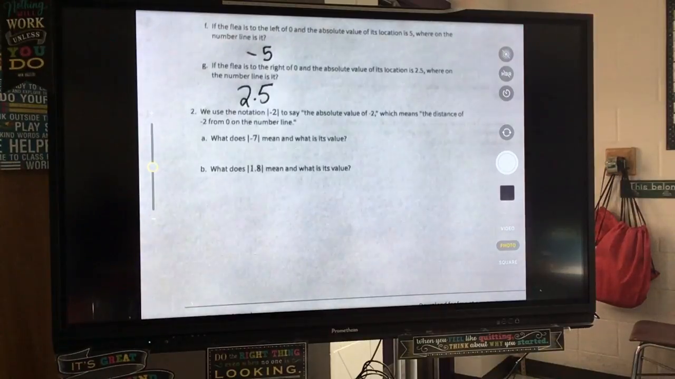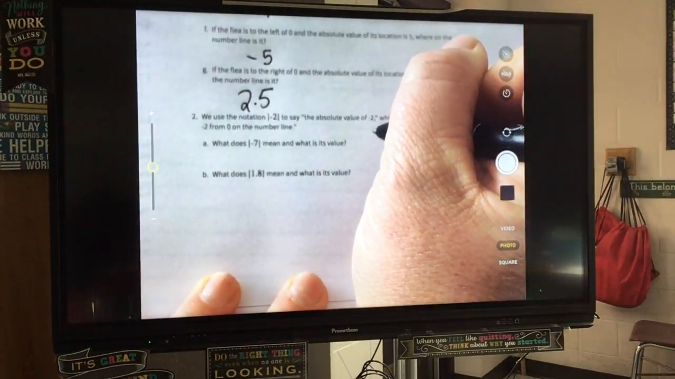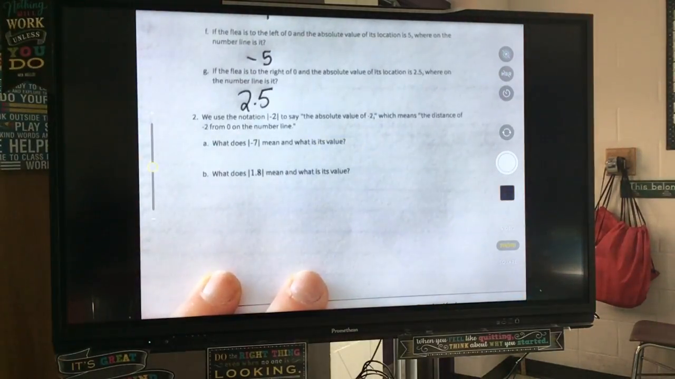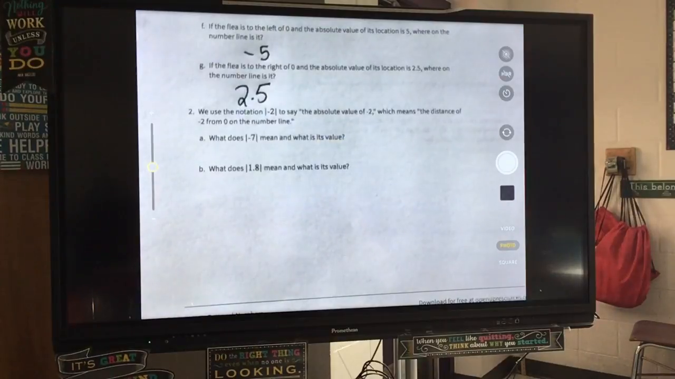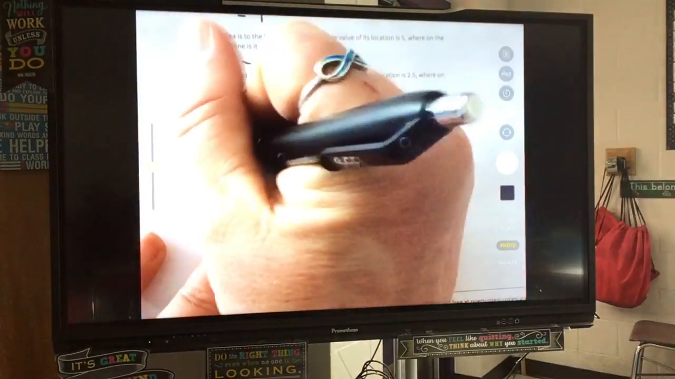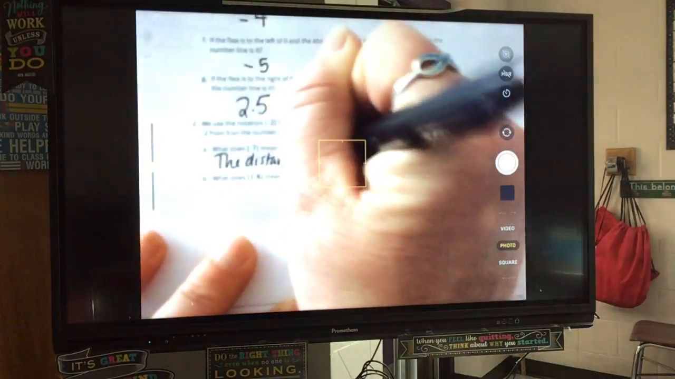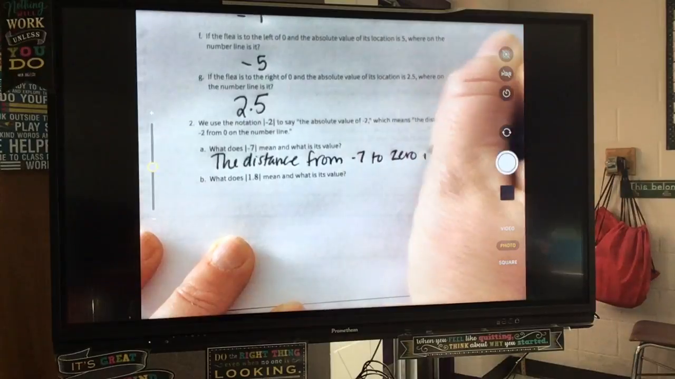Alright, so what does the absolute value of -7 mean? That means 7 away from 0. Well, that's the value, so it's 7, but what does the absolute value of negative 7 mean? What do you think I want you to write there? Kira? The distance of negative 7 from 0 is 7. Right, so essentially you want to write the distance from negative 7 to 0 is 7.